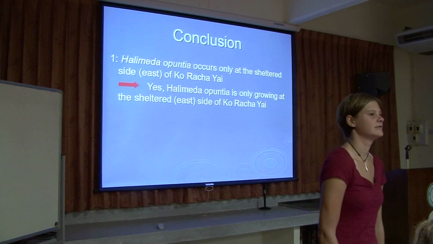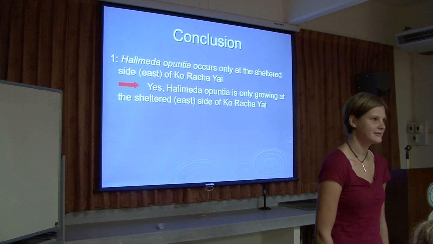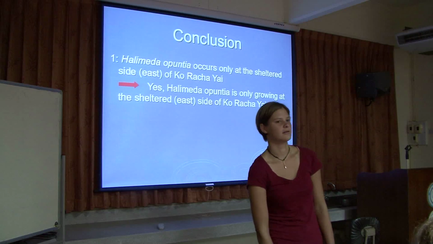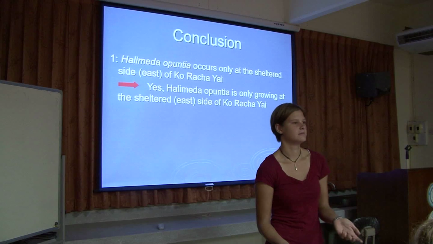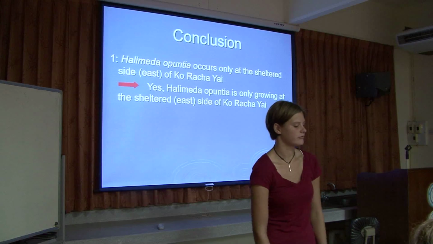Now I want to give you a very short conclusion, as far as I can say it yet, because I do not have all results yet and not all data. But from the transect diving, I can say that Halimeda occurs only at the east side of Pulau Cayar, as I expected before.